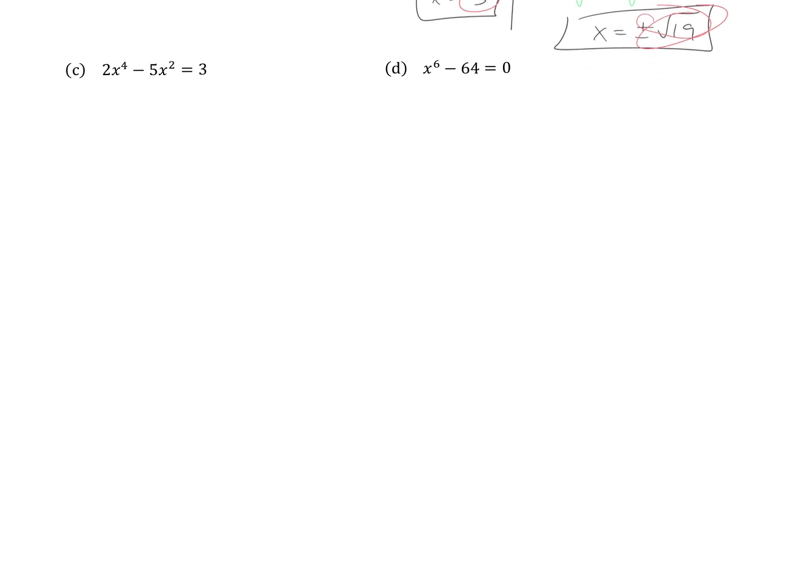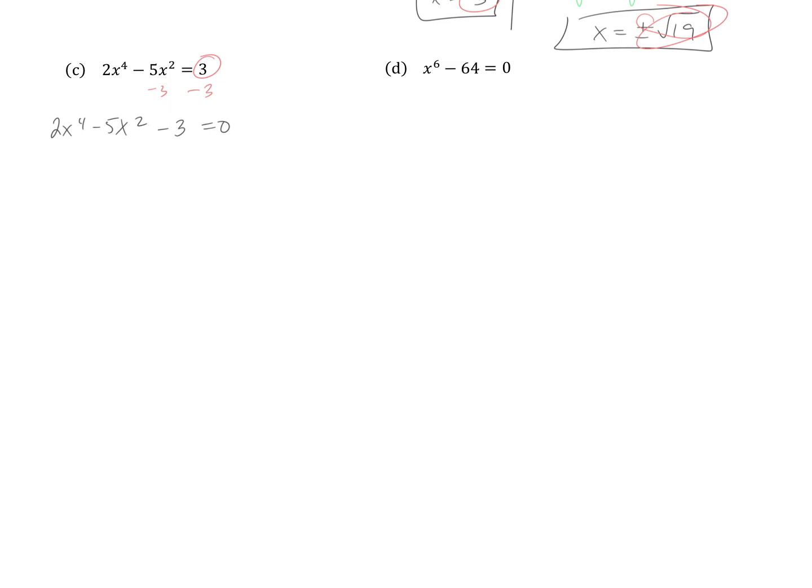Now, moving along. So, we have an equation here. Let's see. Is it set equal to 0? No, it's not. We have a 3 on that side. So I want to set it equal to 0, so I'll minus 3 from both sides. Then I have 2x to the 4th minus 5x squared minus 3 equals 0.